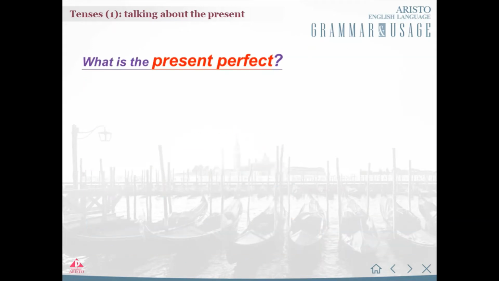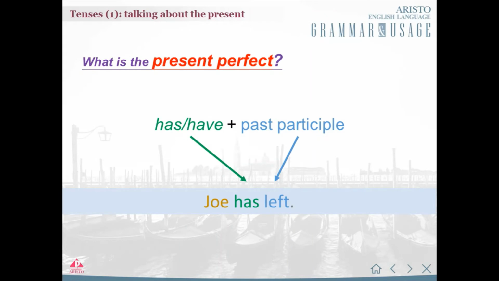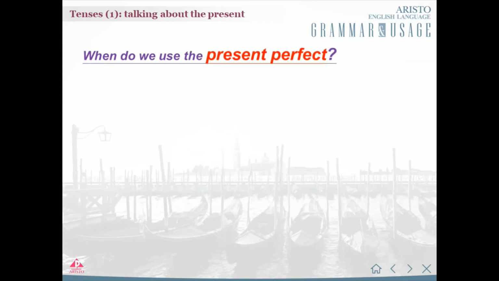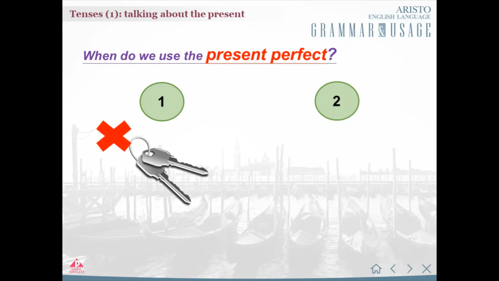Finally, let's take a look at the present perfect tense. We form the present perfect tense by combining has or have with the past participle of a verb. When do we use the present perfect tense? We use the present perfect tense to describe something which has an effect on the current situation. We use the present perfect when we talk about the present result of something that happened in the past. For example, David has lost his keys, so he can't go home.